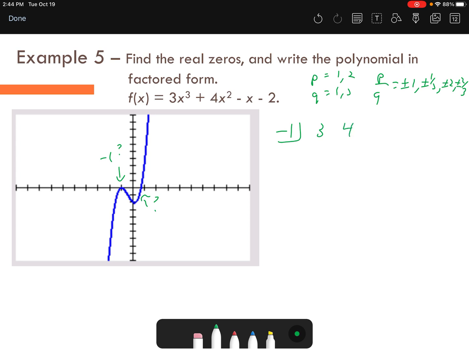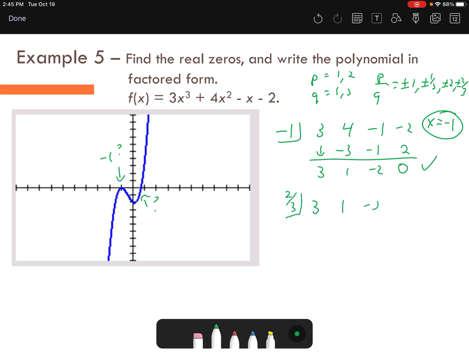And it looks like -1 could be a factor. Let's see indeed if it is. And it is. Synthetically divide, we got -1. So x equal -1 is a factor. That other one can't be 1/3. I know, maybe 2/3. Let's see if it's 2/3. 3, 1, and -2. Again, we can factor this if you want, or use the quadratic formula, but I'm just going to keep going.